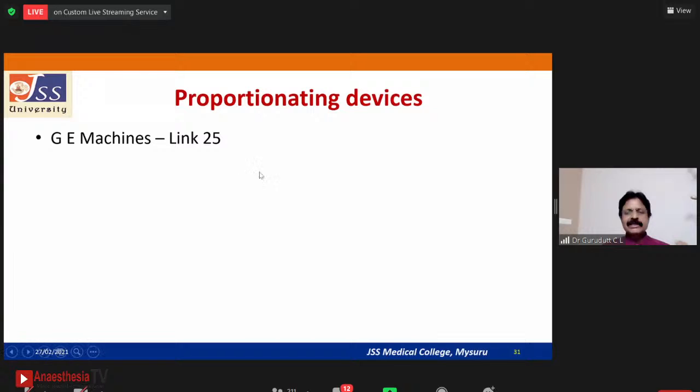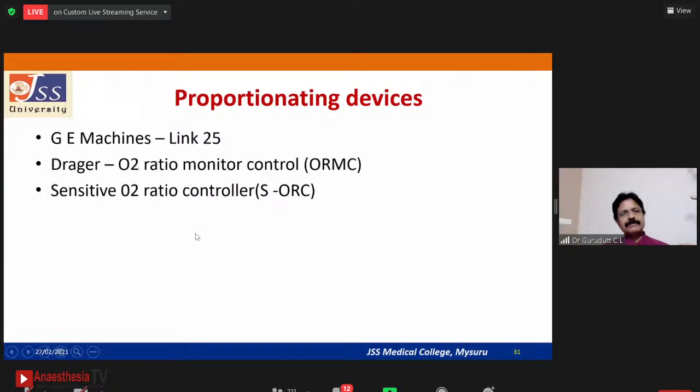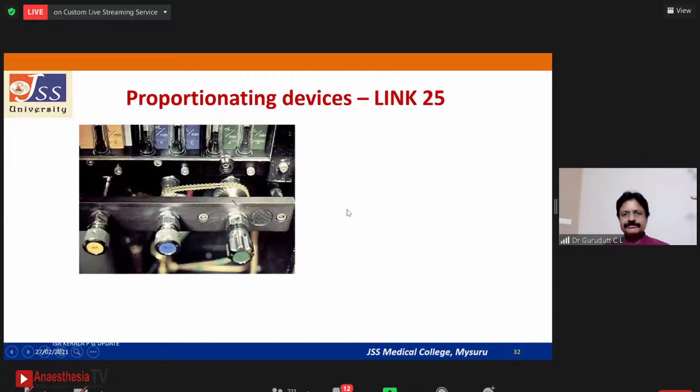So these proportionating devices are again different in GE machines and in Draeger machines. In GE machines, these proportionating devices are called Link 25, and in Draeger machines, they are called oxygen ratio monitor control or sensitive oxygen ratio controller. Both have the same principle, but they do differ. Link 25 is more mechanical, whereas the ORMC or SORC is almost purely pneumatic. So let us know how they differ.